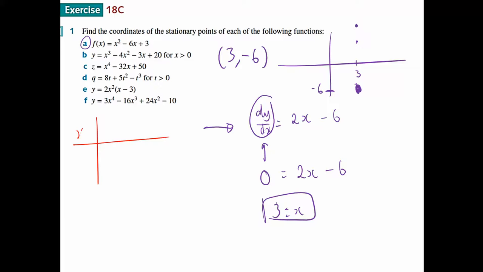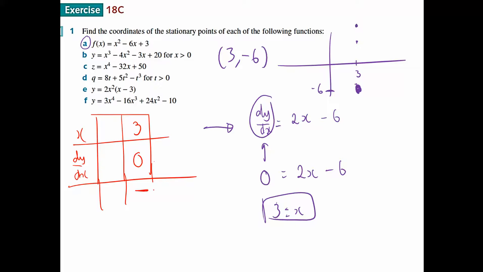So here we go. We've got x. Now I know at x equals 3, the gradient dy/dx was equal to 0. So I know the shape of the graph looks like this. It's a horizontal line. At x equals 3, gradient was 0, so it's a horizontal line. If you want to prove it's a local minimum, that means on the left, what kind of gradient should it have?